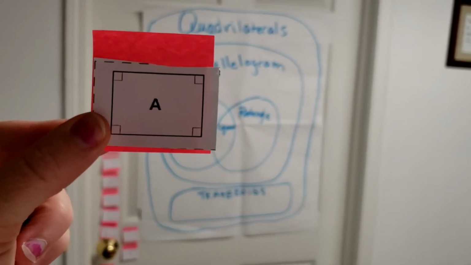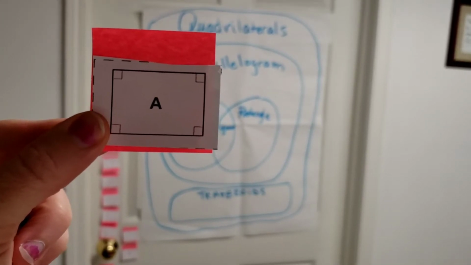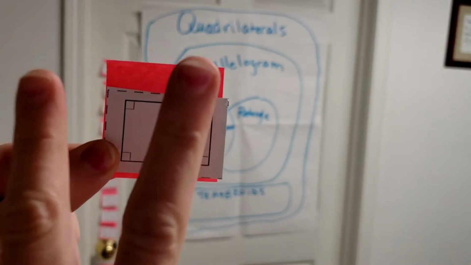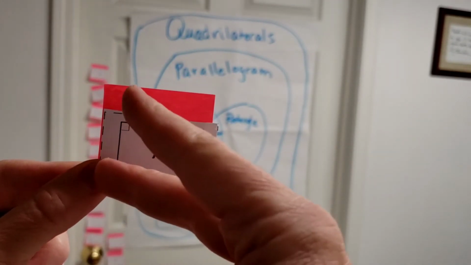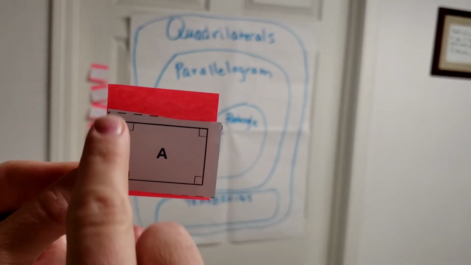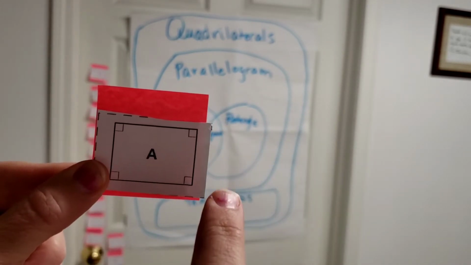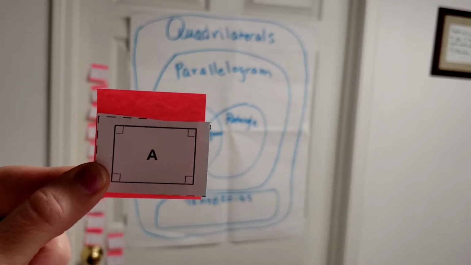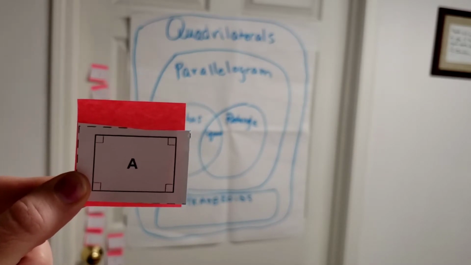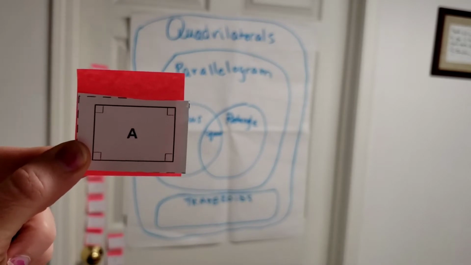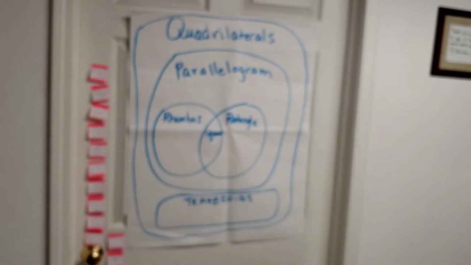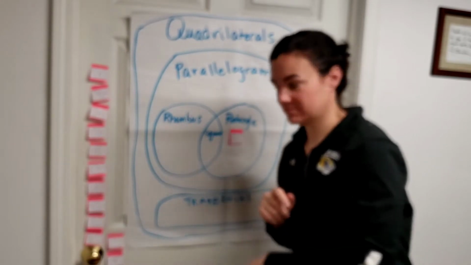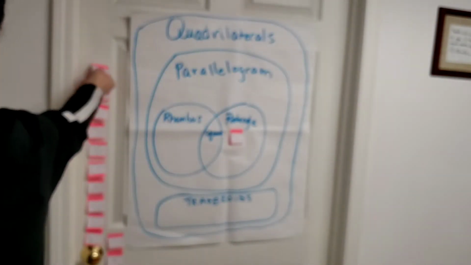What I'm going to do is hold the shape up, and you're going to look at it and see what it looks like. It's got parallel lines here, parallel lines there, 90-degree angles. It's 4 sides. I know what this is. So you're going to yell it out to me, and I'm going to put it where it belongs. A is a rectangle.